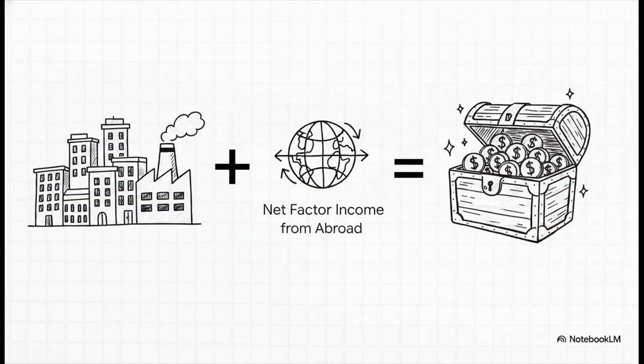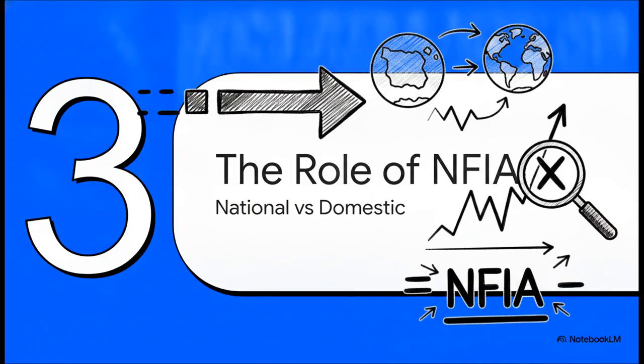But there's actually another brilliant way to construct this. Net national product at factor cost equals domestic factor income plus net factor income earned from abroad. This beautifully illustrates that national income is a composite of two distinct income streams. We're taking everything generated within our domestic territory and adjusting it by the net flows of factor incomes crossing our borders. Which brings us perfectly to Section 3, the role of NFIA and the national versus domestic variance.